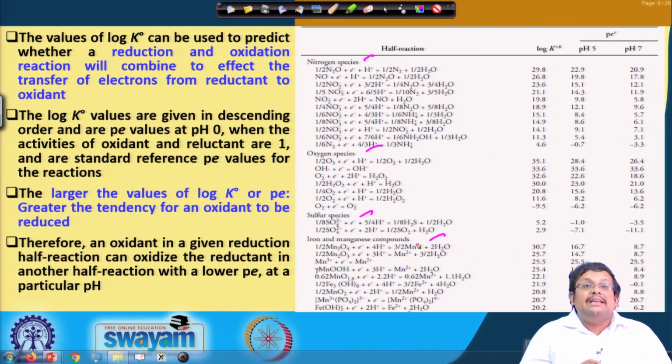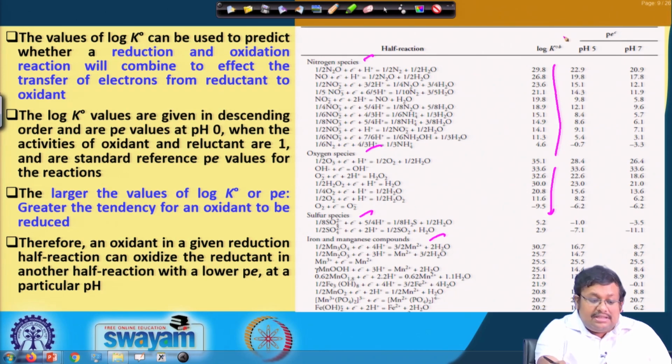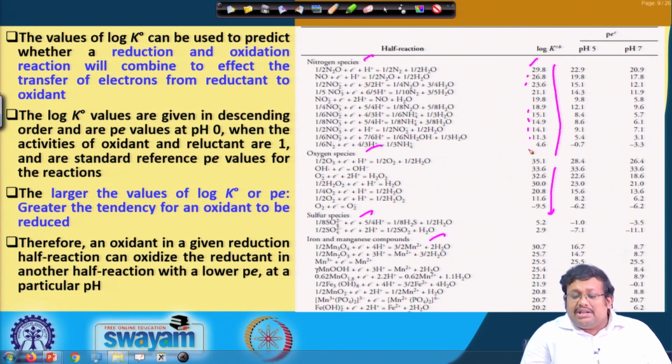Some of the observations which we can see from here: the values of logarithm of K0 can be used to predict whether a reduction and oxidation reaction will combine to affect the transfer of electron from reductant to oxidant. So, by seeing these values we can conclude whether a reduction and oxidation reaction will occur, and if it will occur, how the electron will transfer from the reductant to oxidant. You can see here the log K0 values are given in descending order. So, we get the highest log K0 value here, and then we get it in descending order, and our pH is at pH equal to 0.